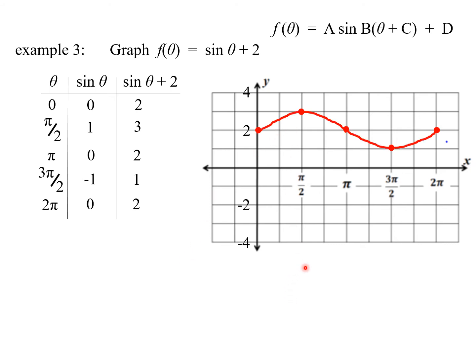And notice that all this has really done is to shift this sine wave up 2. It has an amplitude of 1, and we've just taken that thing and shifted it up 2. It's a vertical shift up 2. But as you recall, d was our vertical shift. D has a value of positive 2, so that makes sense.